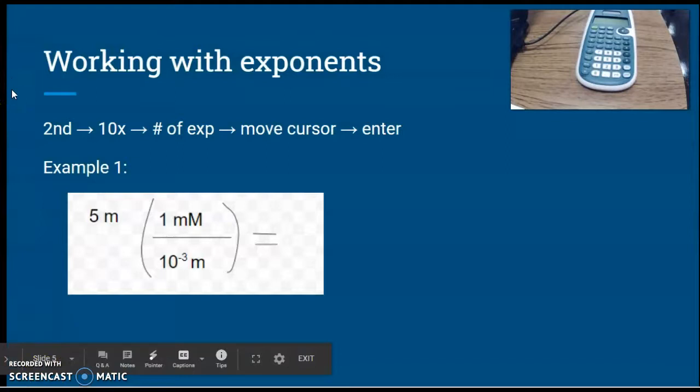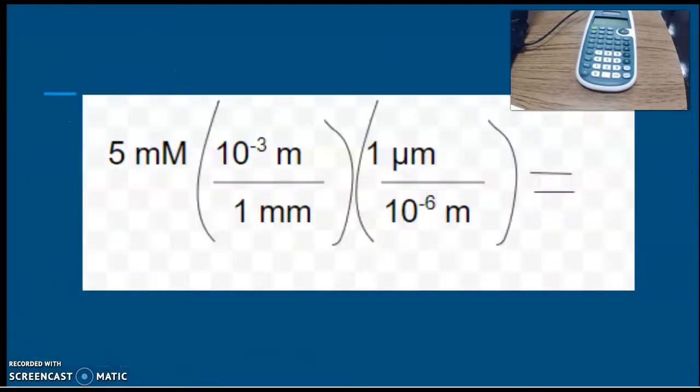All right, so let's try one more problem. Just a little bit more complicated. So in this case, we're going to take our 5, multiply it by 10 to the -3, and divide it by 10 to the -6. Okay, so let's see how this works.